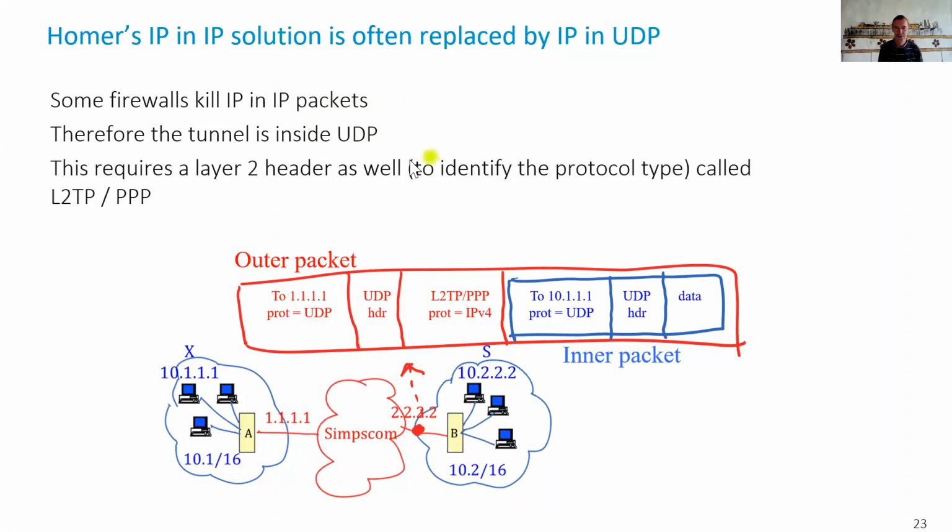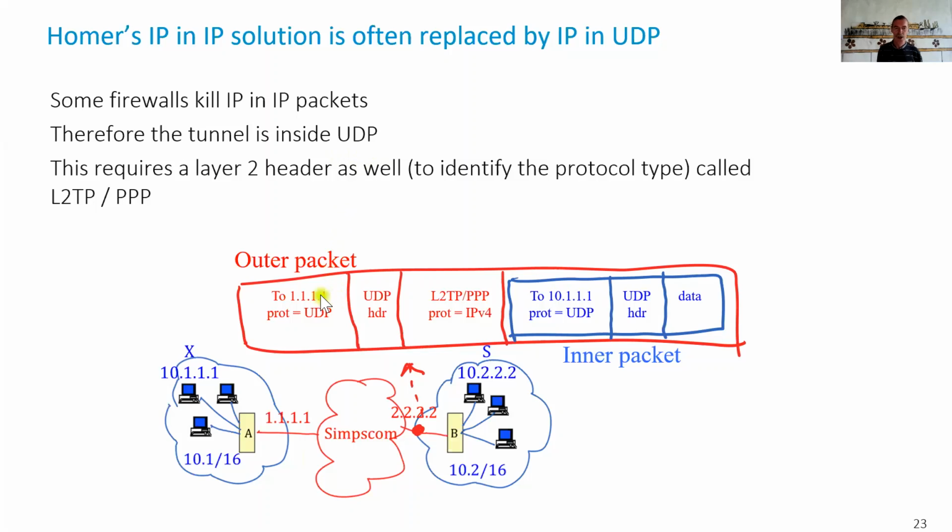Another problem here, which is not a good reason but a practical one, is that IP in IP packets are often killed by many firewalls. So if you do this, for example, at home, when you want to access the EPFL network, then you would probably not be able to receive the packets unless you program your modem to accept this. So for this reason, it is often done inside UDP.